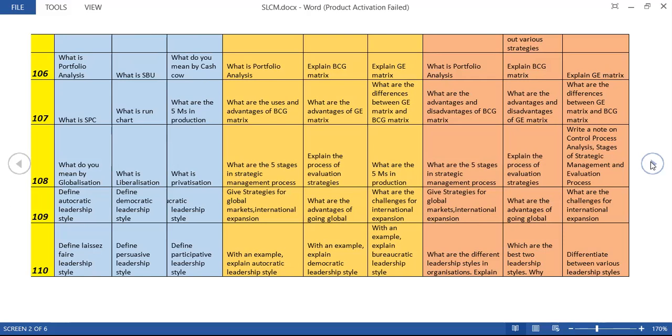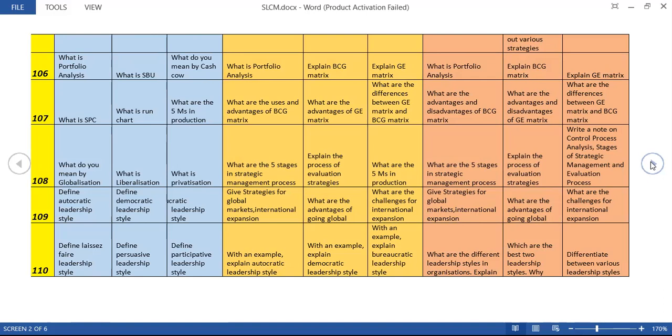Then there are different strategies for portfolio analysis like the BCG matrix, a 4-box matrix, and there is the GE matrix, a 9-box matrix, which is a larger one. Both of these show market share and market growth rate and which industry is attractive and which is not. Which industries to focus on, which industries to arrange. So that is what the GE matrix and BCG matrix show.